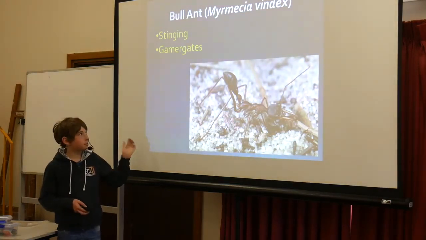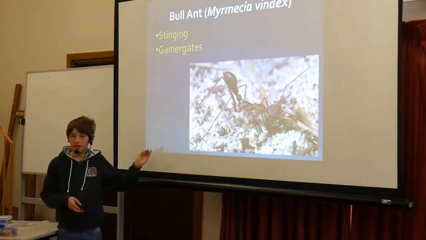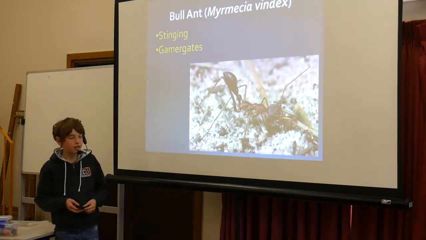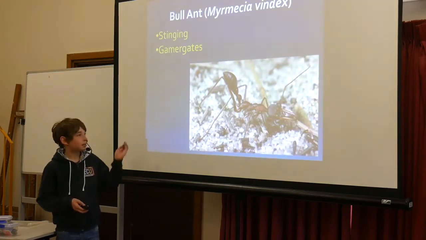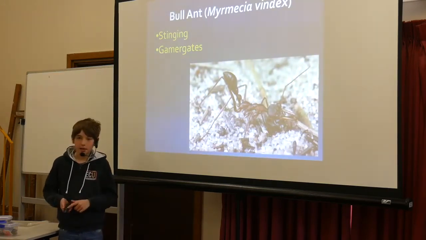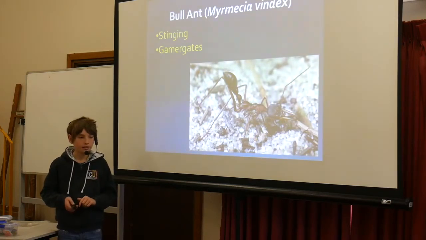Last native is the bull ant, or Myrmecia, most commonly Myrmecia vindex. They are also known as black-headed sugar ants or western giant bull ants. They are gamergates. If the queen dies, a worker can mate with a male and just take the place, and they sting. Most people know that because it's really painful.